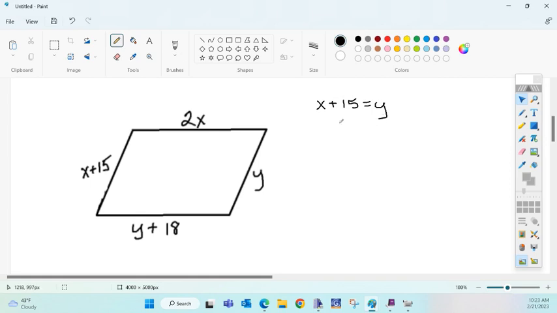Good. X plus 15 equals y. And what's the other equation? 2x equals y plus 18. 2x equals y plus 18.